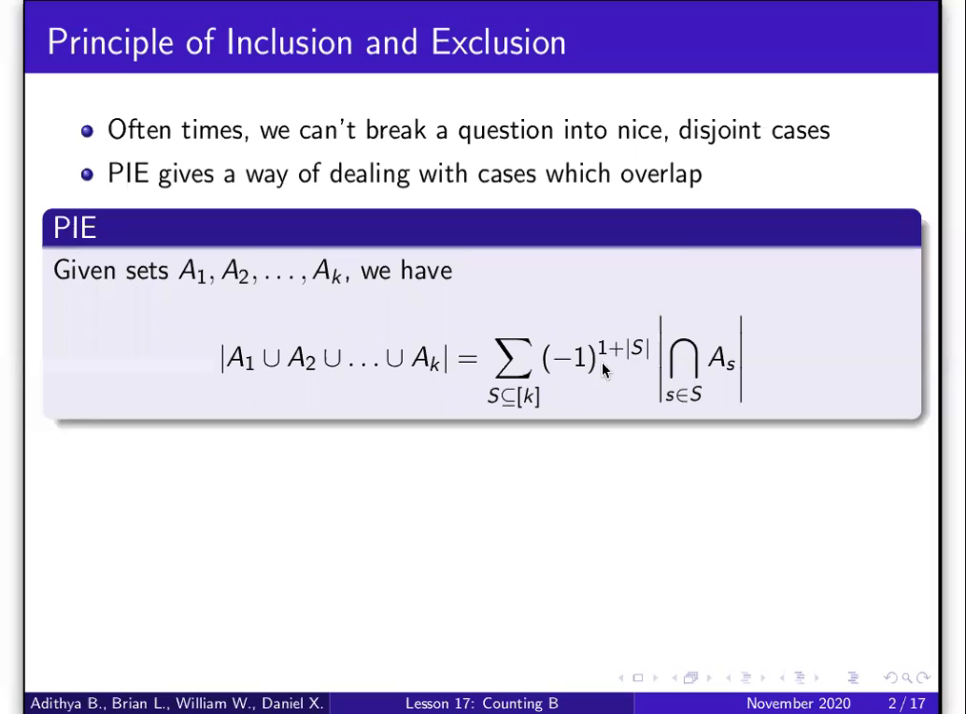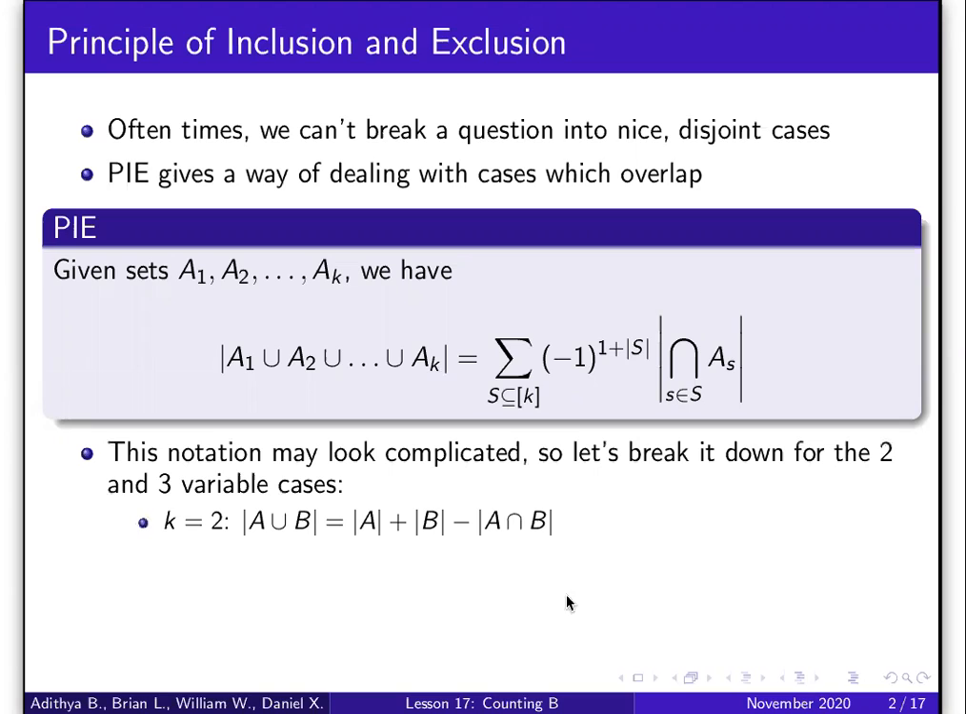So this notation looks very cumbersome, so we'll try to break it down with a few small cases first. And we're sure that most of you, even though this may look complicated, are familiar with this notion. For example, when k is equal to 2, the right-hand side simplifies into the magnitude of A plus the magnitude of B minus the magnitude of their intersection. And of course, this is just the magnitude of their union. You can easily prove this just by considering a Venn diagram and drawing the associated regions.